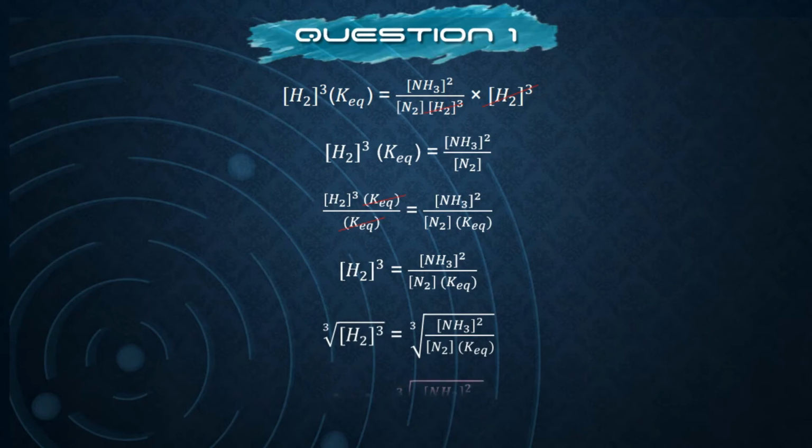So now we have H2 equal to the cubic root of NH3 square over N multiplied by KEQ.